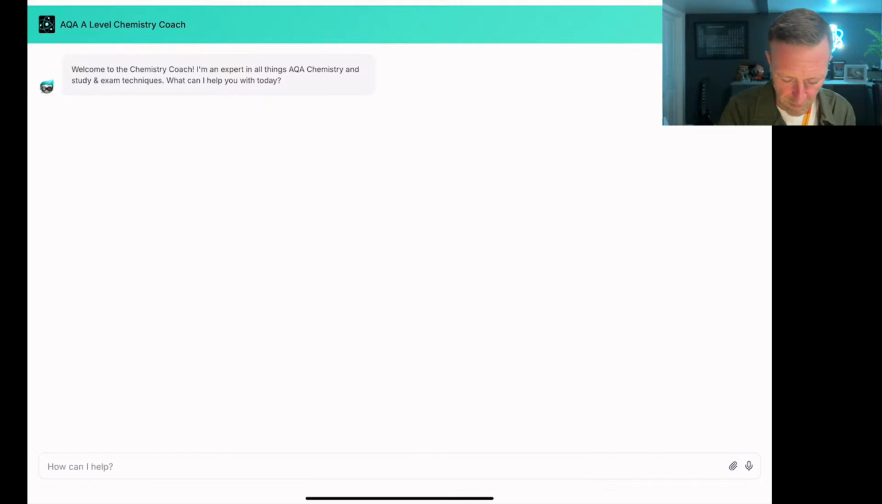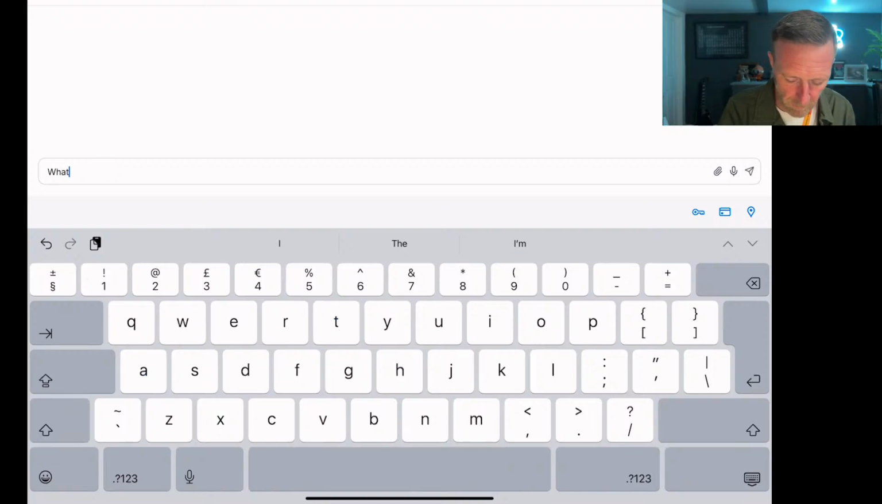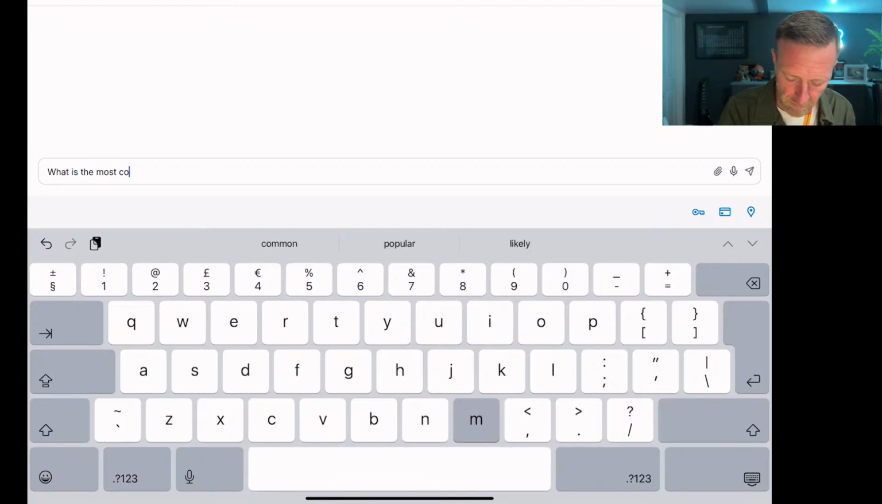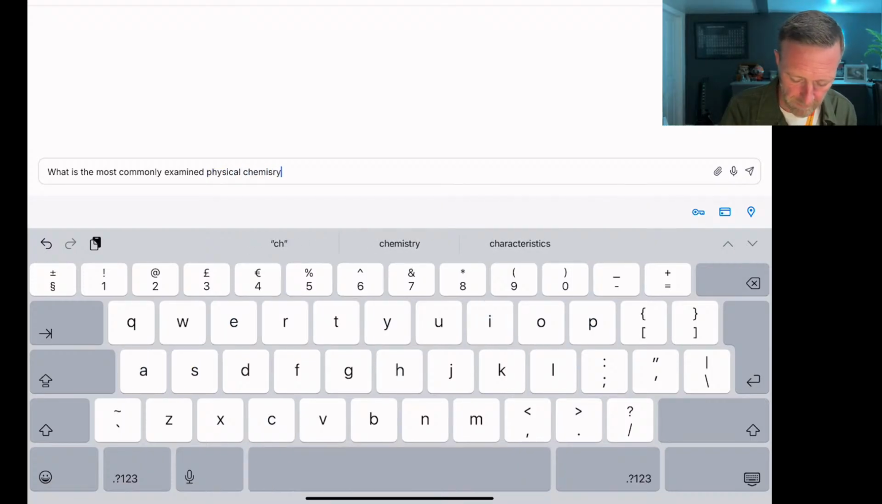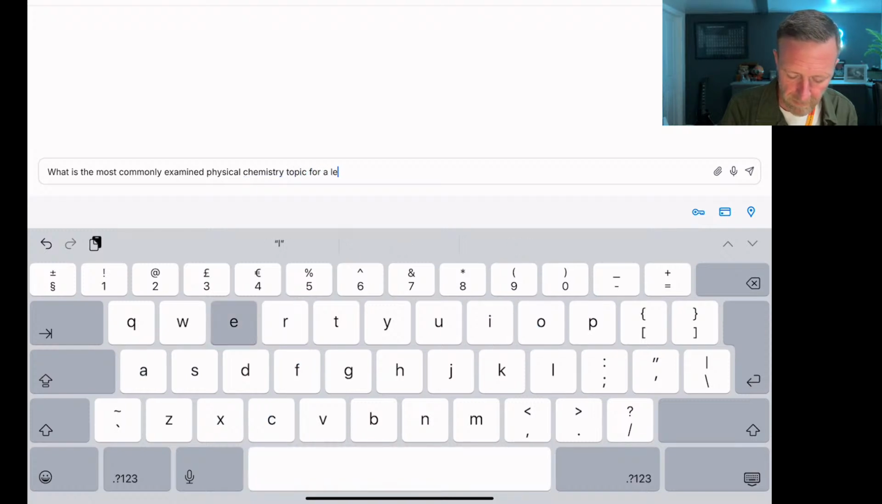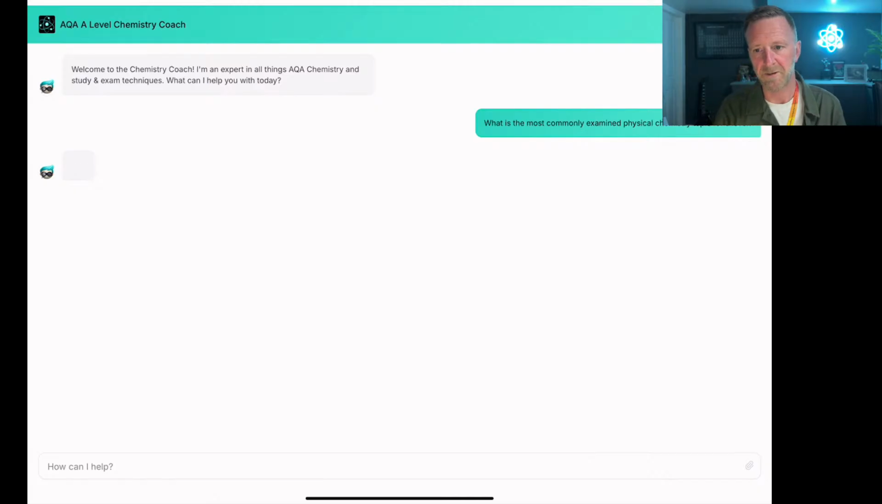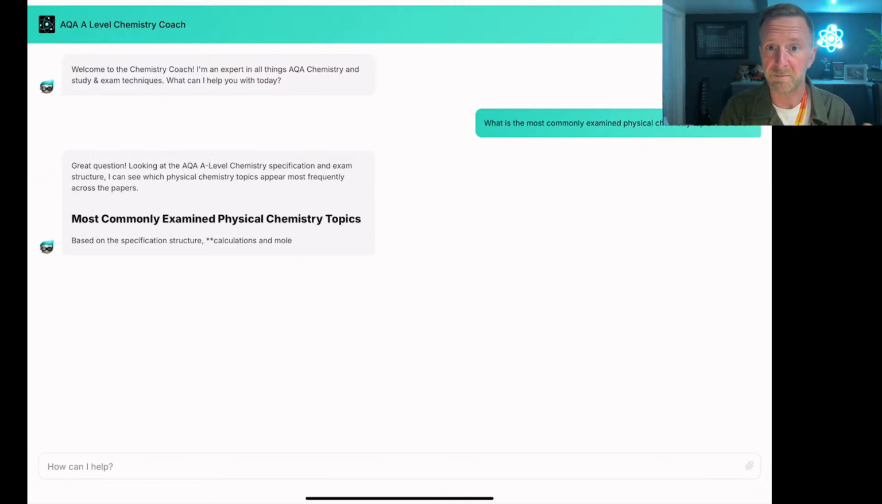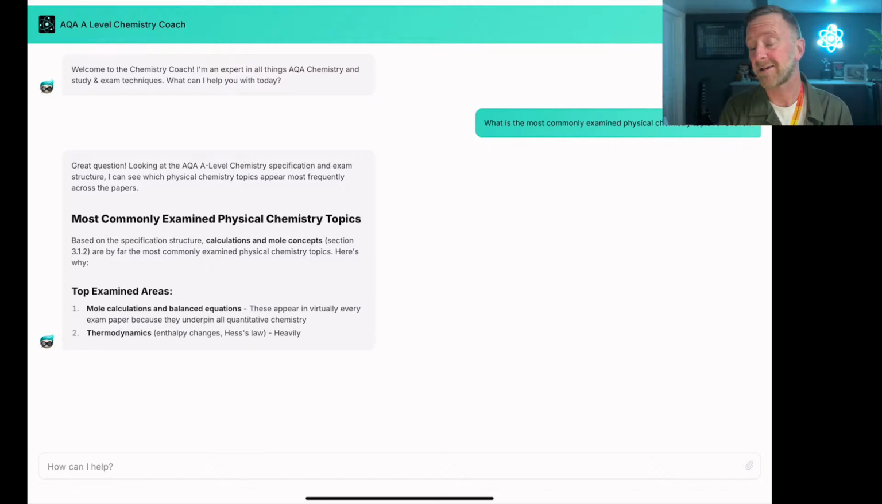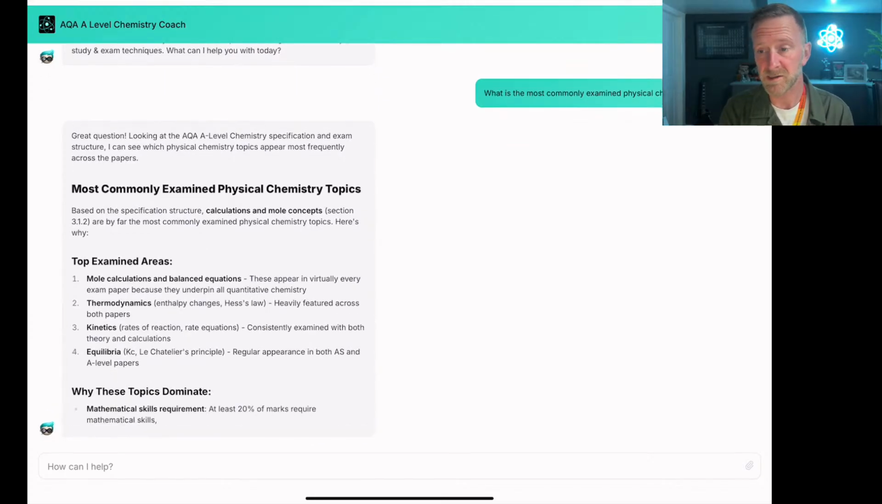So let's say AQA, I can ask it, what is the most commonly examined physical chemistry topic for A-level? Okay, so we'll just pop that in there and see what it comes up with. So whilst it's looking, and it does take a little bit of time, okay, because it's looking through all its resources, it's doing the calculations, it's going to come up with basically a true and accurate representation of exactly what's in there.